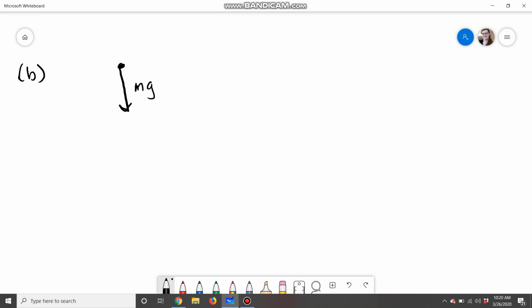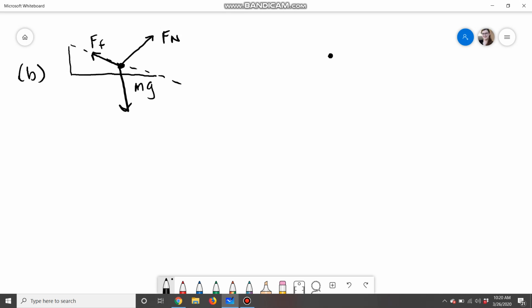So we have mg pointing in that direction. It's on an incline, so we know that the normal force is going to be pointing in that direction, and the frictional force points opposite of the object's direction of motion. I'm going to include the incline here, but this is obviously not part of the free body diagram. Since we're on an incline, that means we need to break this up into components.